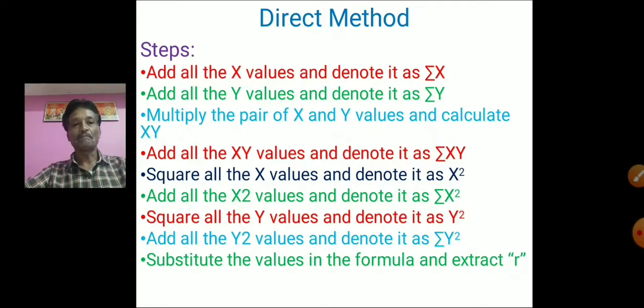Are you clear? What are the values we have to calculate? We have to calculate sigma x, sigma y, sigma xy, sigma x square, and sigma y square. Then we find out the value of n. After that, we substitute all these values in the formula and you extract the value of R.